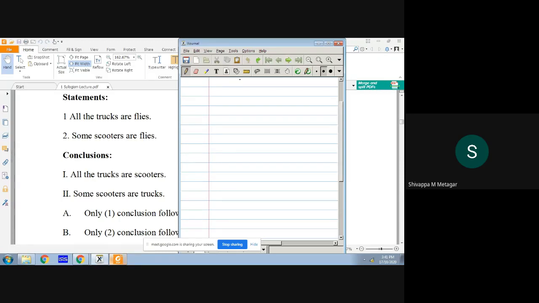So what is your question? All the trucks are flies. All the trucks are flies. Okay. Second statement, some scooters are flies. Some scooters, not all. Some part of the scooter is overlapping with the flies. Okay. And then first statement, second statement.